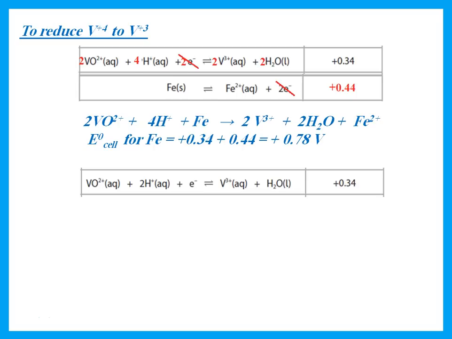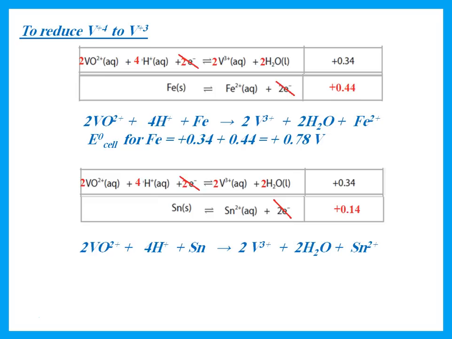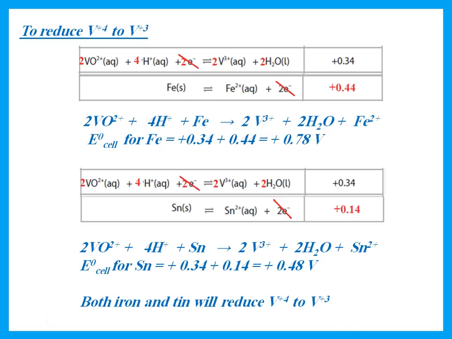Now for tin, again, this is the equation for V plus 4 to V plus 3. The equation for tin, I need to invert and therefore invert the sign. So it becomes plus. I multiply the upper equation by 2 in order to cancel the electrons. Add up everything on the left, everything on the right. Add up the E of the cell. This comes out to be a positive sign, and that means also that both iron and tin will reduce V plus 4 to V plus 3.